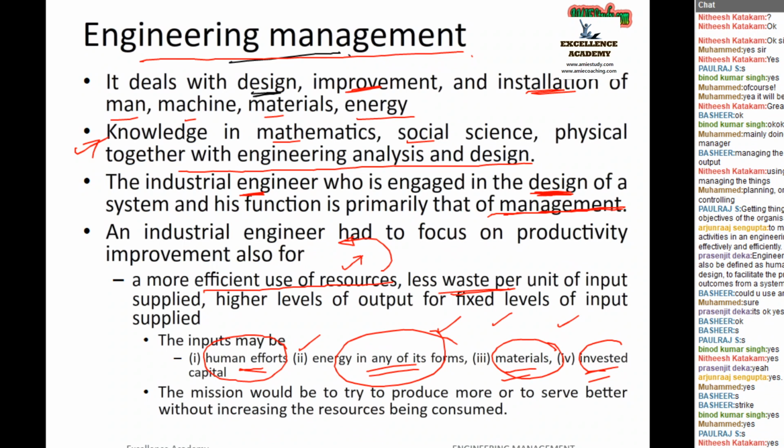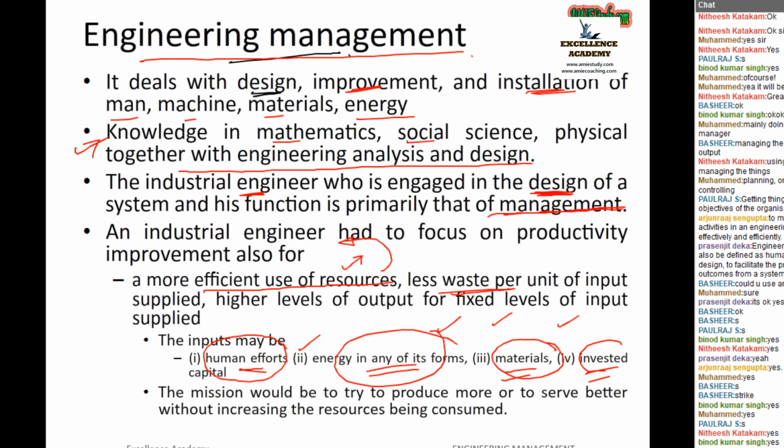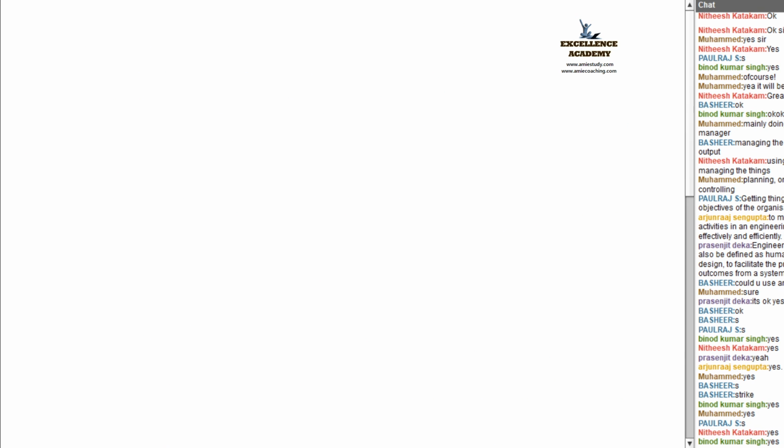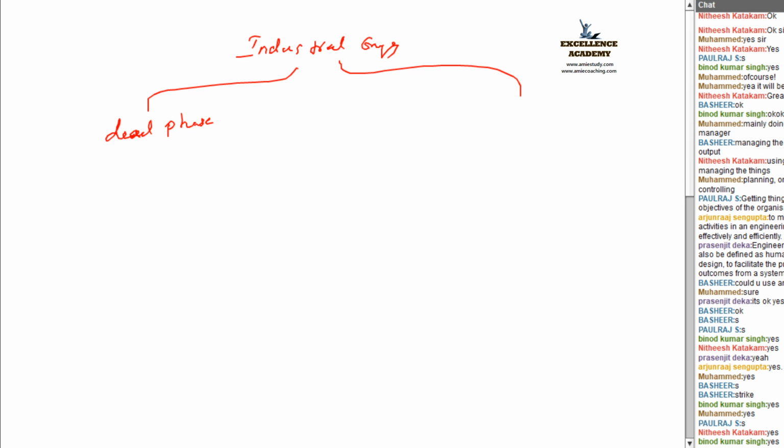So the industrial engineer may work in that phase, and also he may work in the action phase. Why did I call it like that? Let me take a whiteboard. I am saying that the industrial engineer is working at a dead phase and at an action phase.